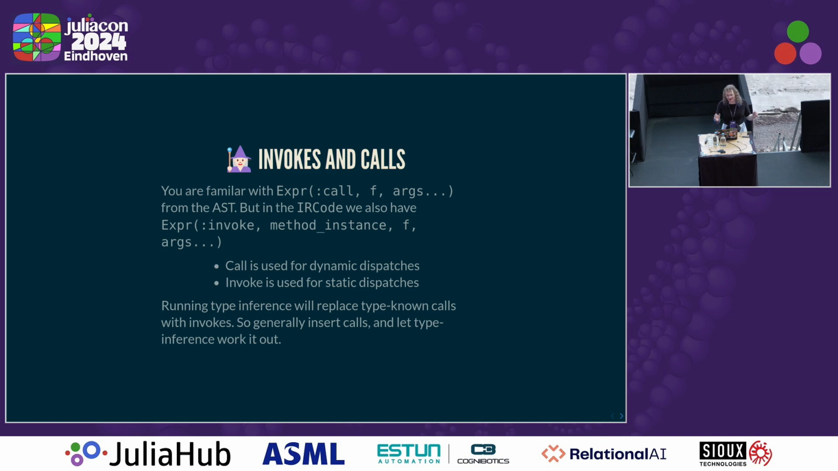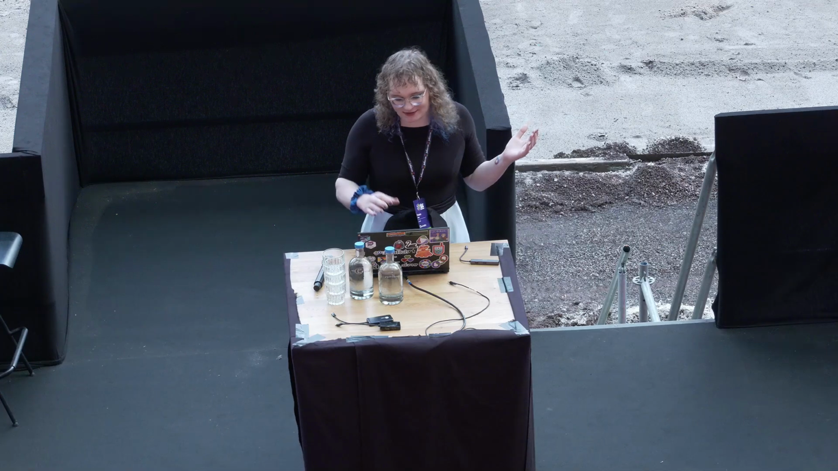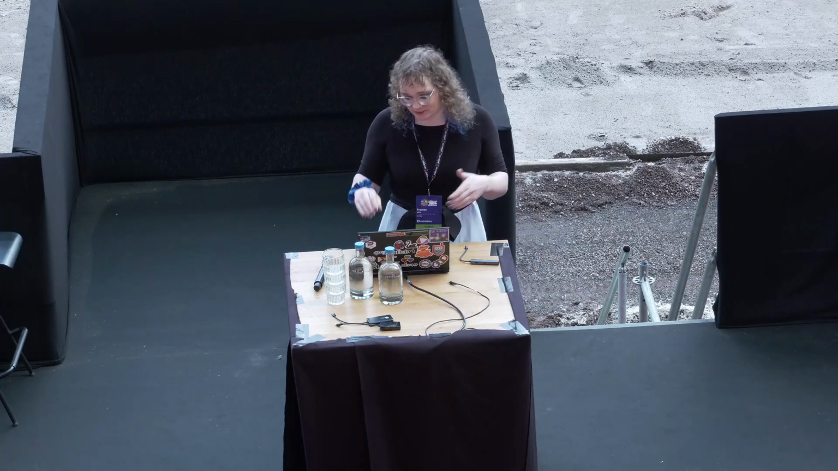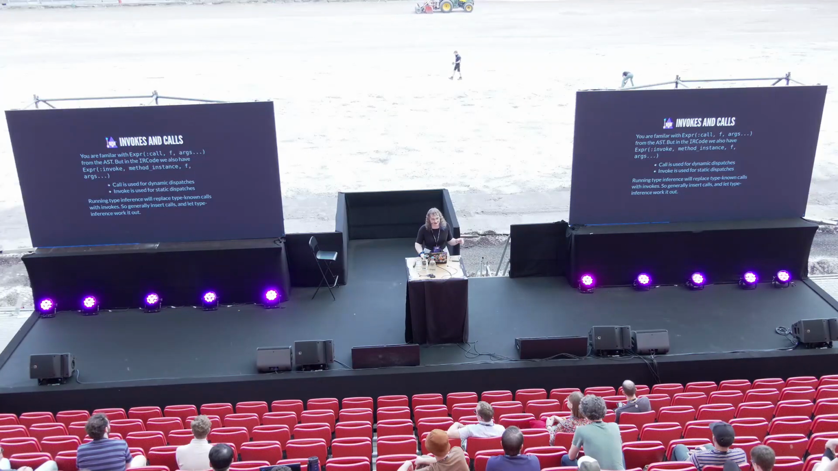But generally, you don't want to write it because working out what methods you're going to hit is annoying. So generally, if you're inserting them manually, you can just insert the call, and then you can just run type inference, and type inference will convert all the calls into invoke if it's inferable, which is good. It's good to just reuse the stuff type inference does, at the cost that you are having to run type inference probably a second time, and maybe a third time, depending on how much stuff you're doing.